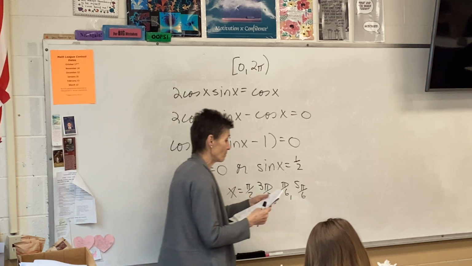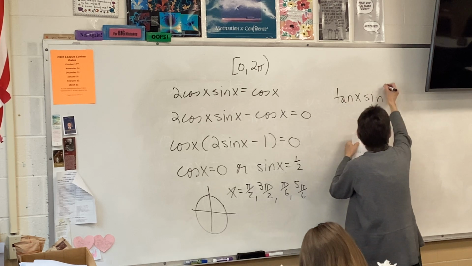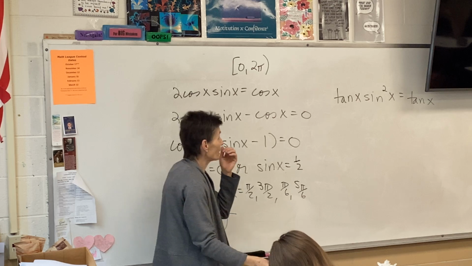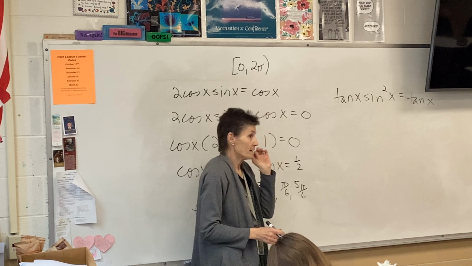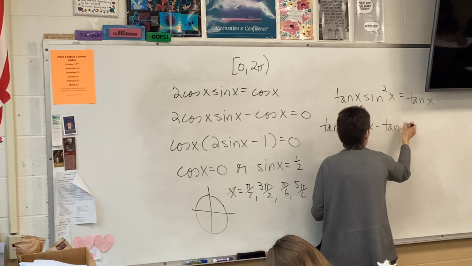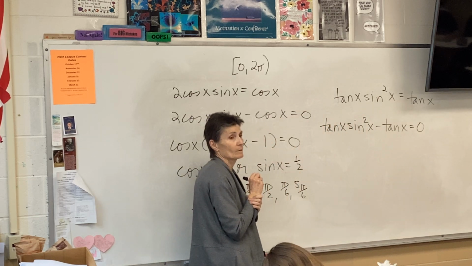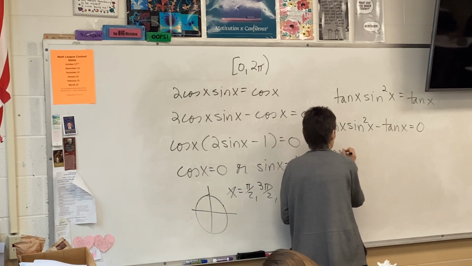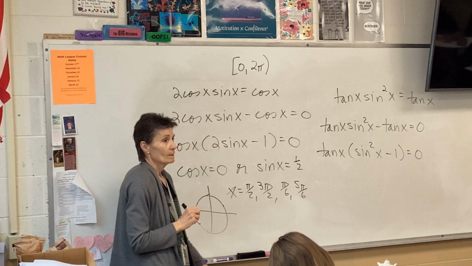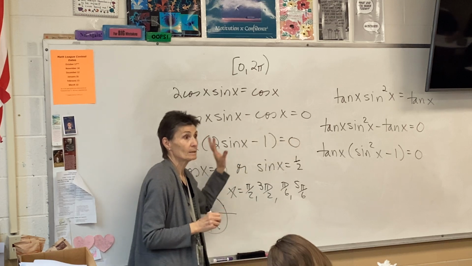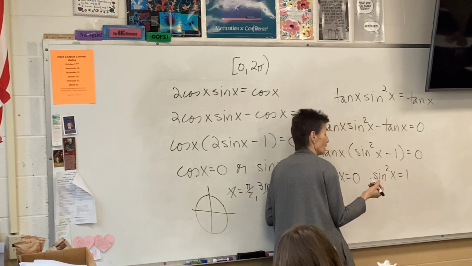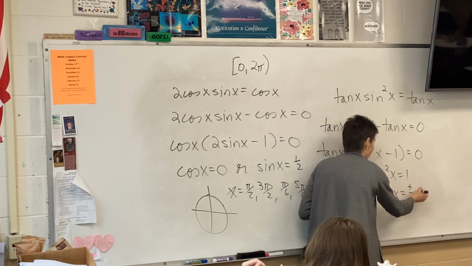All right, I want to talk about number 6 because number 6 is very similar. Would you agree? Are we going to divide by tangent? No. Because why? It could be 0. So we're going to subtract it over and factor it out. Okay, so far would you agree these problems are very similar to each other, right? Yes. Okay, so set equal to 0, so tan equals 0, or sine squared equals 1, which means sine is plus or minus 1.